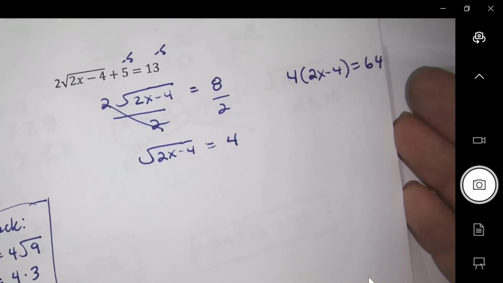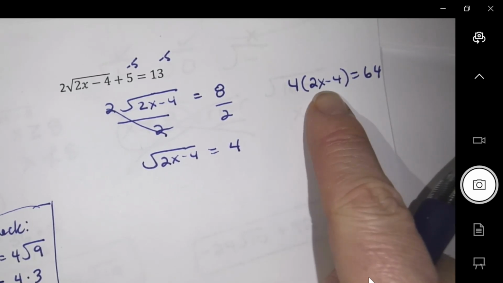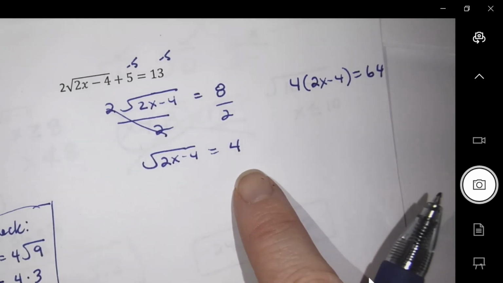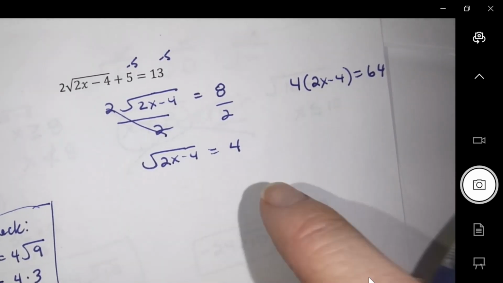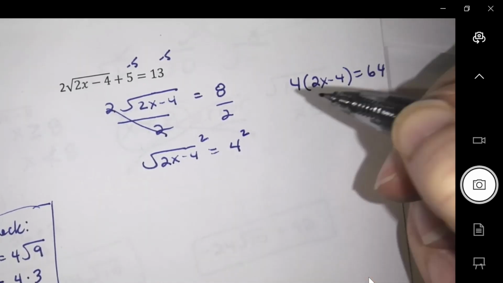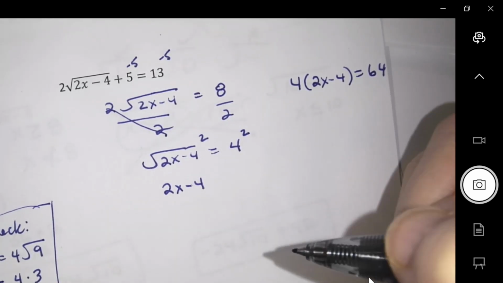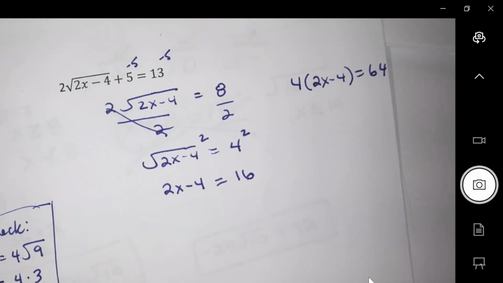But now we have to square, correct? Yes, did you see here? I squared the whole number 2, and then I squared the radical by canceling it, and I squared the 8. Now, this would be the method that I would have picked, and now I square both sides. So 2x minus 4, because that cancels, and 16.